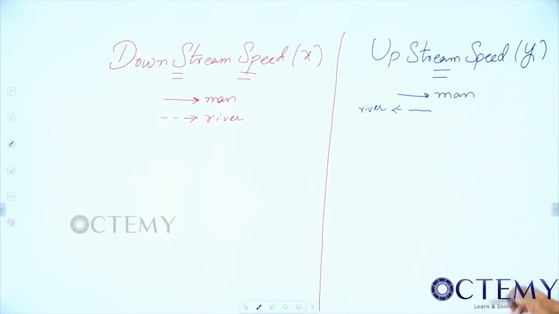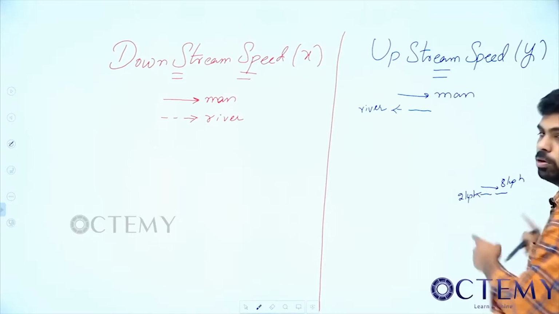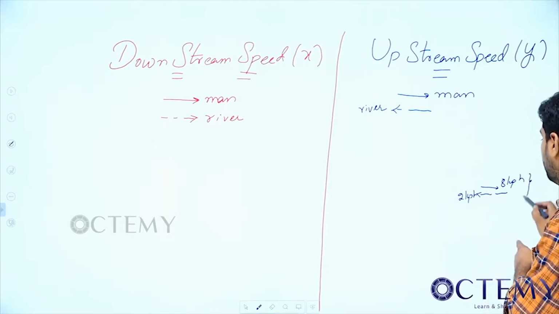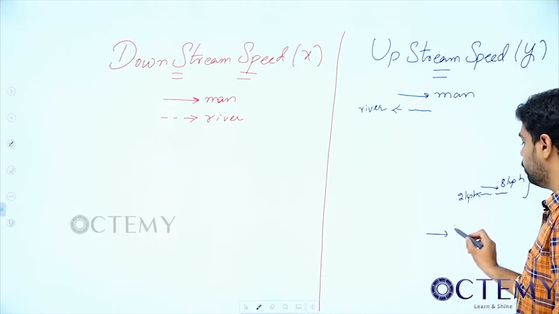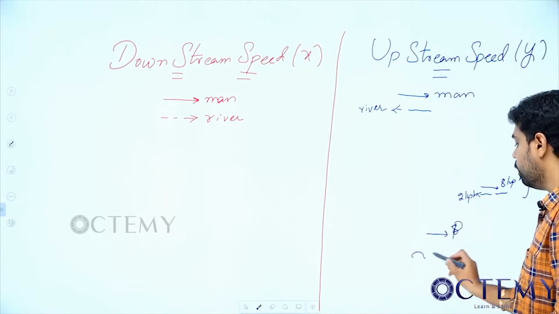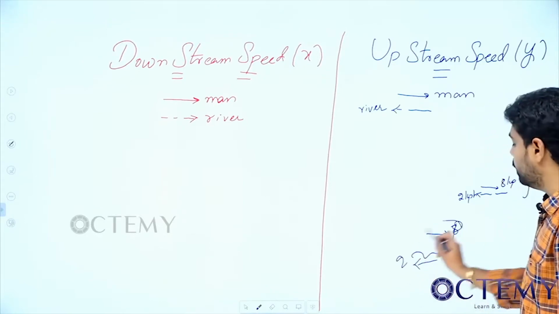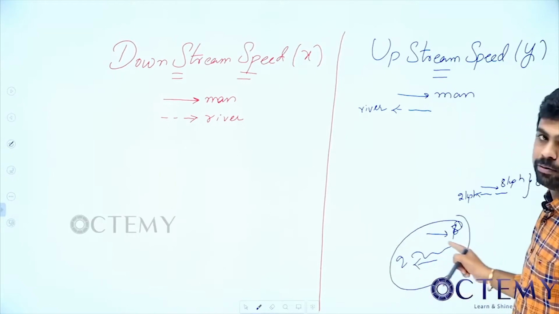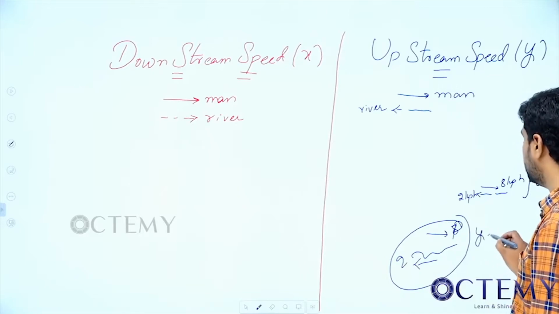Now suppose you are going on a cycle like this with 8 km per hour, and wind is coming opposite to you with 2 km per hour. You should overcome this and go forward. Your total speed will become 8 minus 2. In the same way, man will be going like this with P, and river will be flowing like this with Q. He should overcome this and go forward; if not, water will take him away. This is upstream speed, that will be P minus Q.